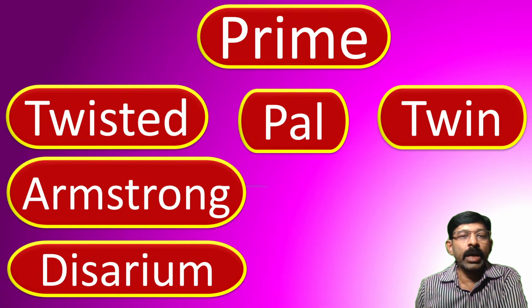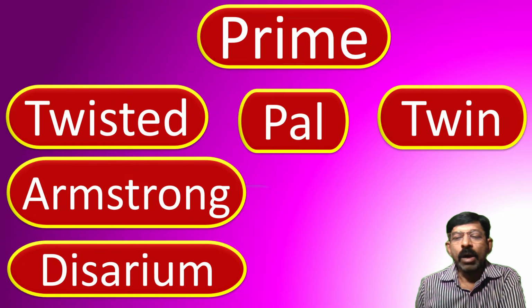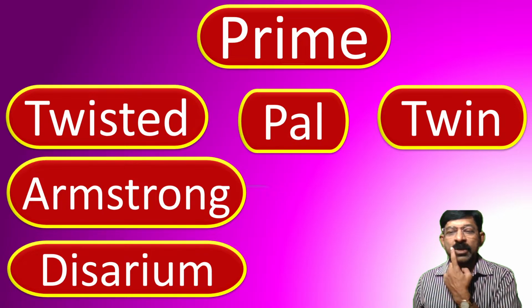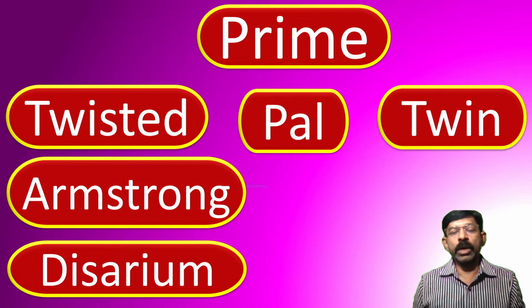It has been designed for both 9th and 10th, where we are going to discuss prime number, which we already discussed in the previous live class. With the help of this prime number, how we can design twisted prime, pearl prime and twin prime. After understanding Armstrong number, how we can design the Disarium number. This is the basic methodology or mechanism for today's class that we are going to apply. So let's begin with the first one.